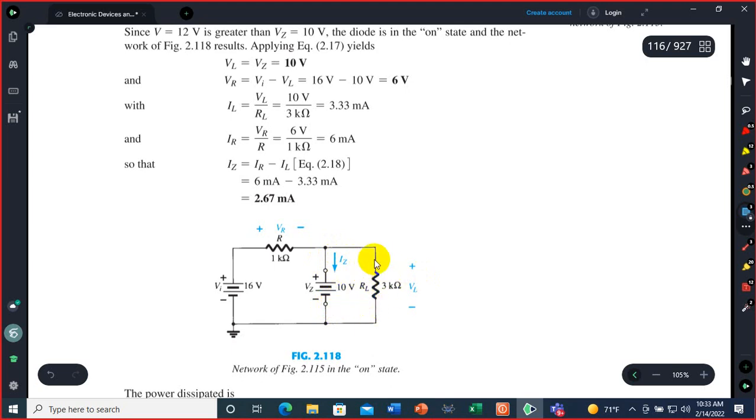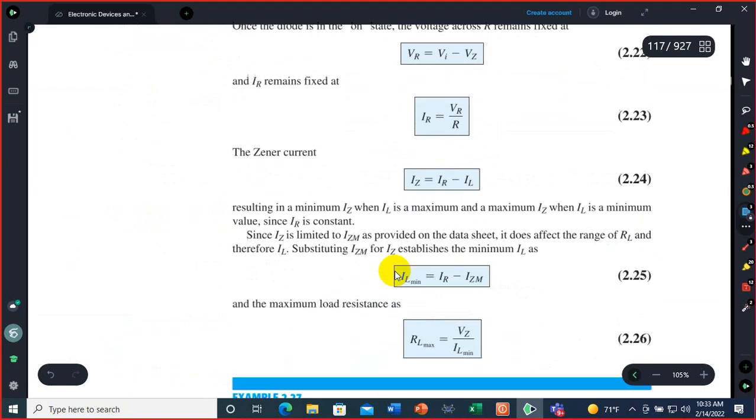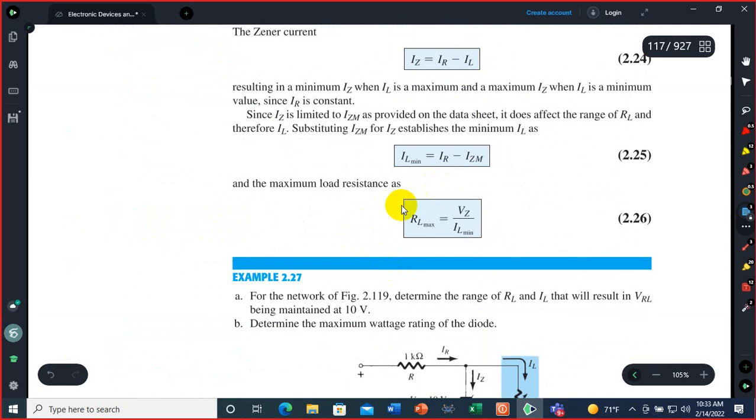When the current through the load is minimum, you can calculate the maximum value of the load resistance, because as the resistance is increased, current will decrease. So when the current is minimum, you can calculate the maximum value of the load resistance. RL max is VZ by ILmin, the zener voltage divided by the minimum load current.